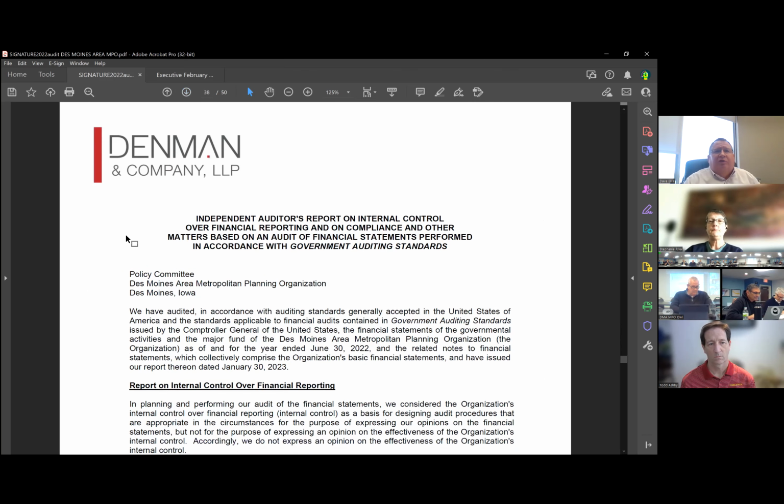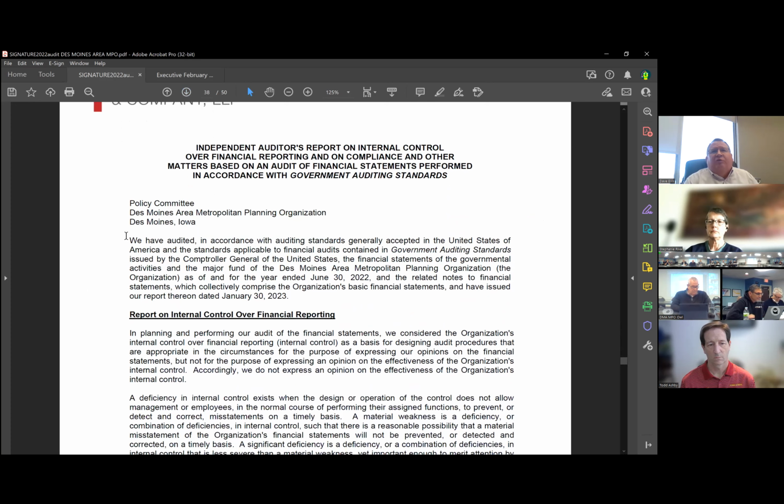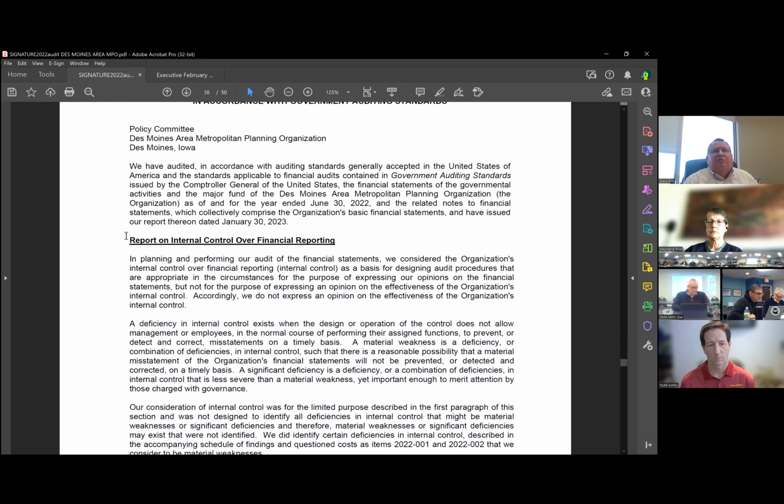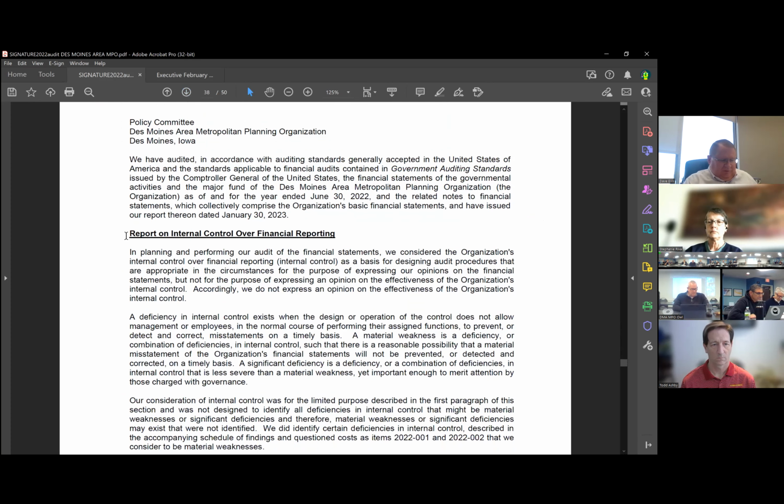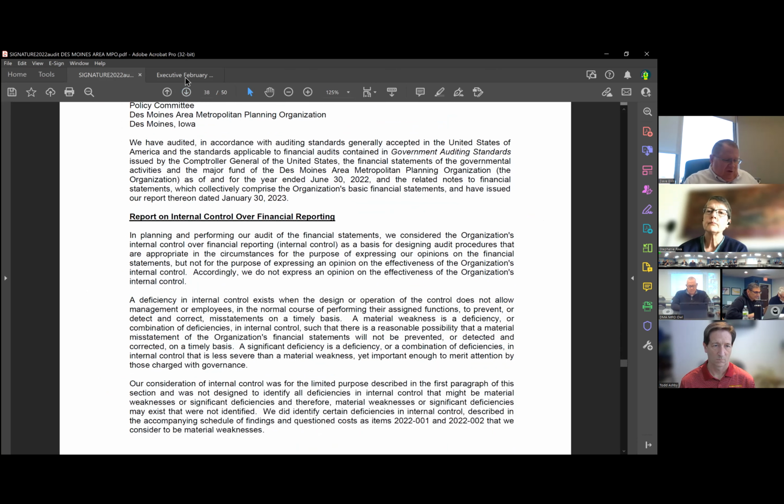is our independent auditor's report on internal control over financial reporting and on compliance, related to an audit in accordance with generally accepted auditing standards. We did identify 2 material weaknesses in internal control. These have been carried over from prior years. The first material weakness is on page 44, segregation of duties.